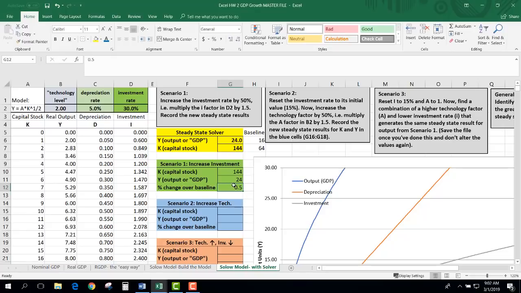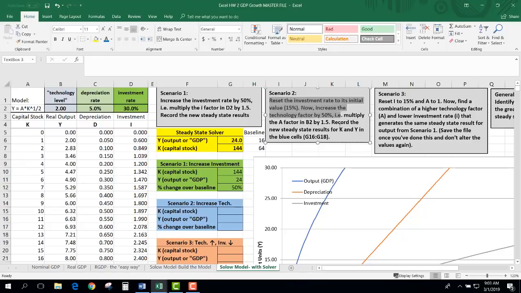my next scenario. And I think in the homework I have that formatted percent-wise for you. So 50% increase in output when I had a 50% increase in investment. Now keep that in mind. And we want to compare what happens when we have a change in technology.